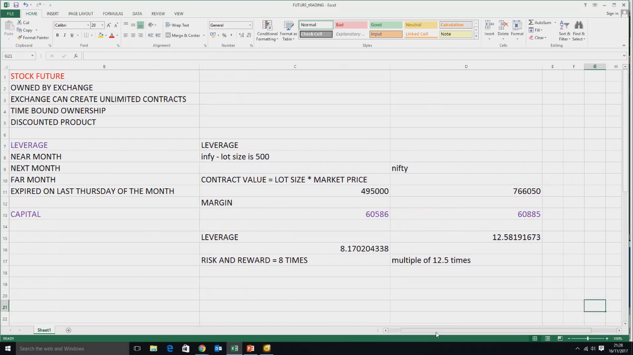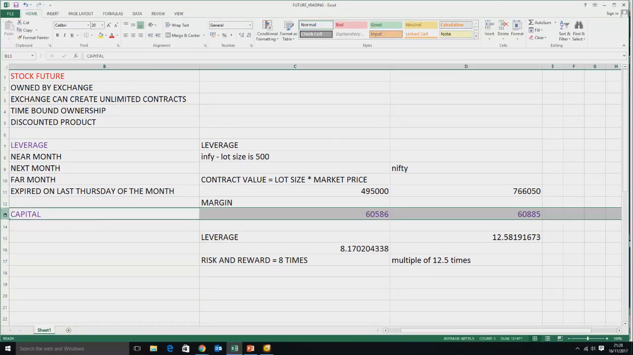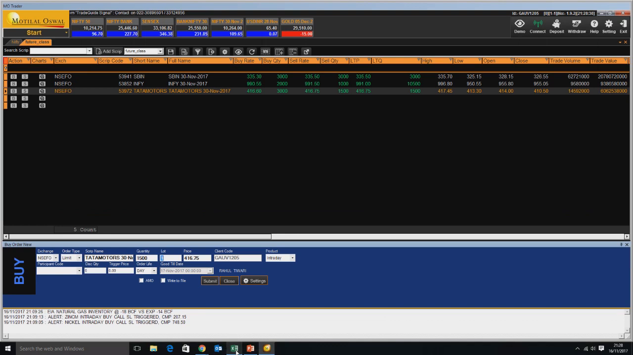And always remember, most of the time people confuse this contract value as their capital. It's not like that. Your capital is the margin blocked. Whatever margin has been blocked to deal with that future contract is your capital, and accordingly you have to trade, so that you know what the profit percentage is based on your margin blocked. Please always remember that.